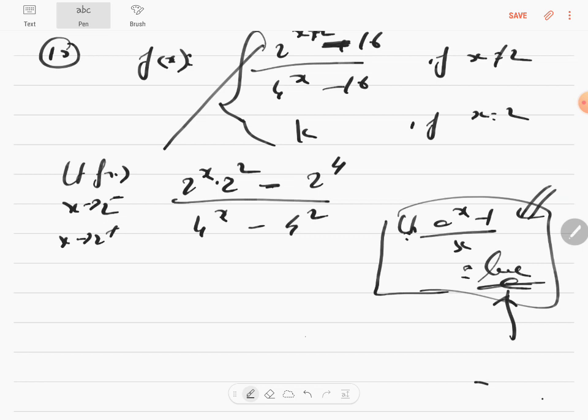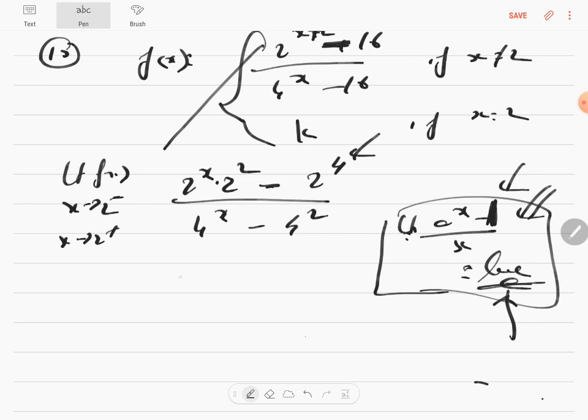So I want to get it in this form, so I'm just seeing how I can take it out. Let me see what I have done. I've divided throughout by 2 to the power 4 because I need a 1 here. You need a 1, so I'm going to divide throughout by 2 to the power 4.